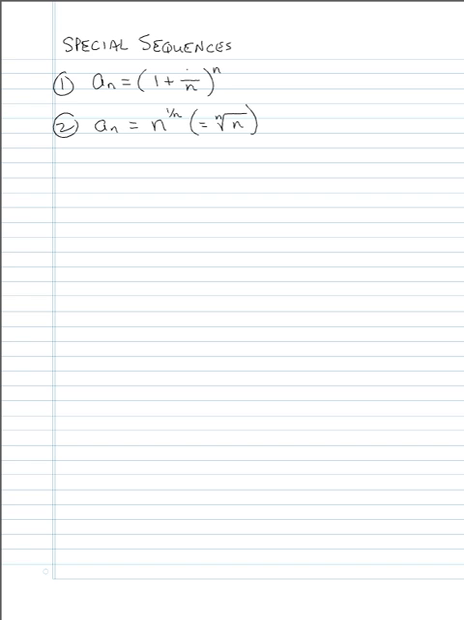Well, here are the 2 special sequences, and I'm just looking at the nth term. At number 1, the nth term is 1 plus 1 over n, that whole quantity to the nth power. And in number 2, the nth term is n to the power 1 over n, which is equivalent to the nth root of n. Okay.